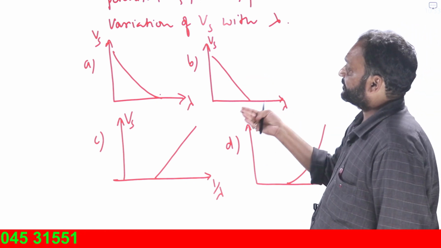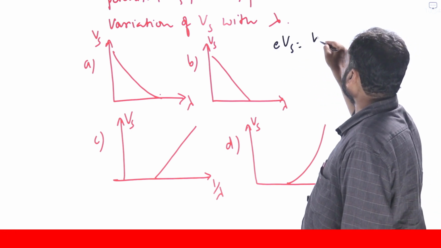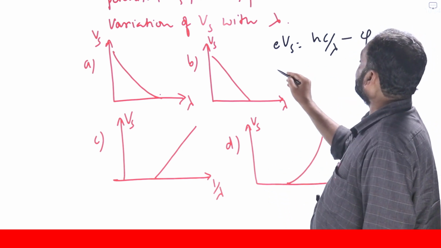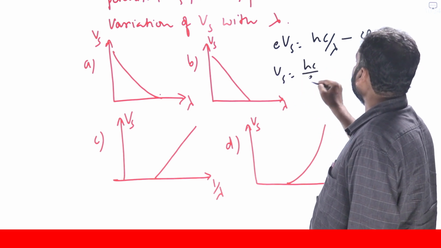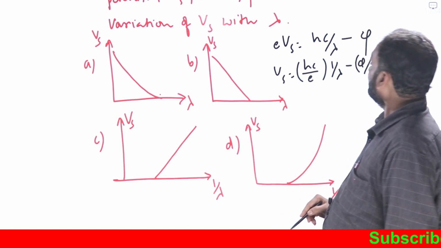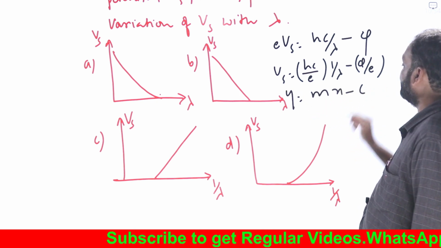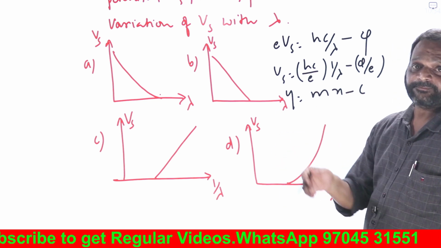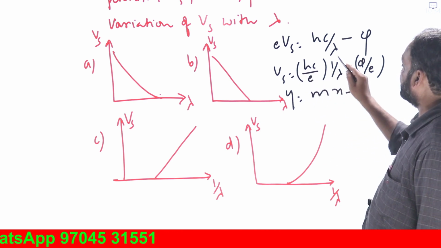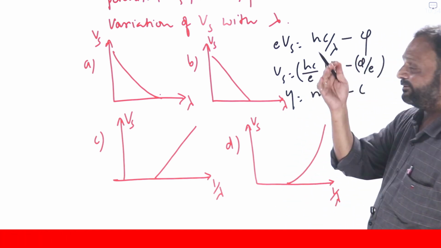The moment we see stopping potential and lambda, the photoelectric equation is eVs equal to hc by lambda minus phi, where phi is the work function. That is Vs equal to hc by e into 1 by lambda, minus phi by e. So stopping potential is in which form? y equal to mx minus c form, that is a straight line with a negative y-intercept. Instead of x we have 1 by lambda, for y we have stopping potential. So the stopping potential versus 1 by lambda graph will be a straight line with a negative y-intercept.